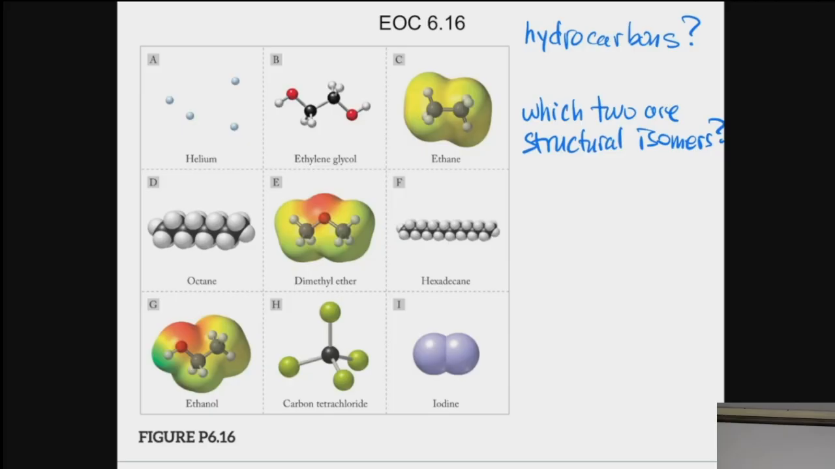All right, let's see if we have any consensus here. Who thinks they know about the hydrocarbons? Which ones are hydrocarbons? Who thinks they know for sure? Who has conviction? Nobody's certain. What do you think hydrocarbon means? Hydrocarbon. It has hydrogen and it has carbon in it, and that's it. Okay, so hydrocarbons, that would be C, ethane, and D, octane, and F, hexadecane.